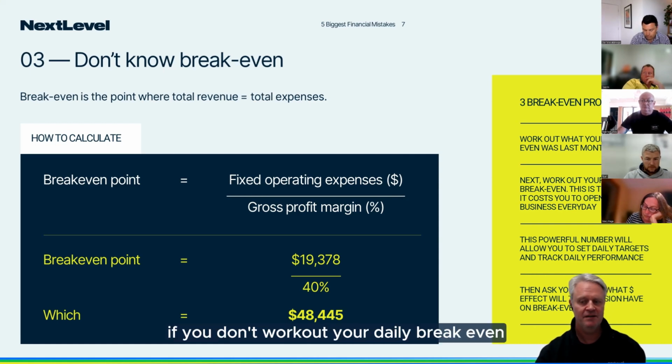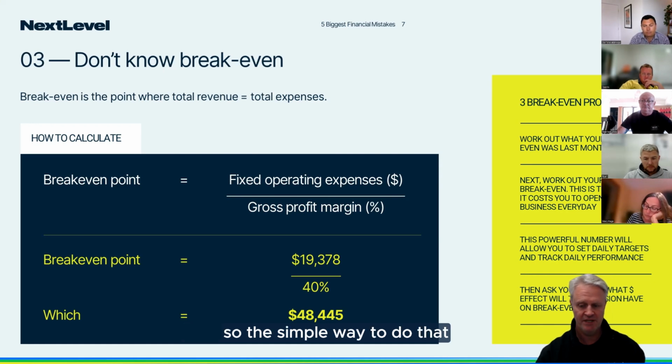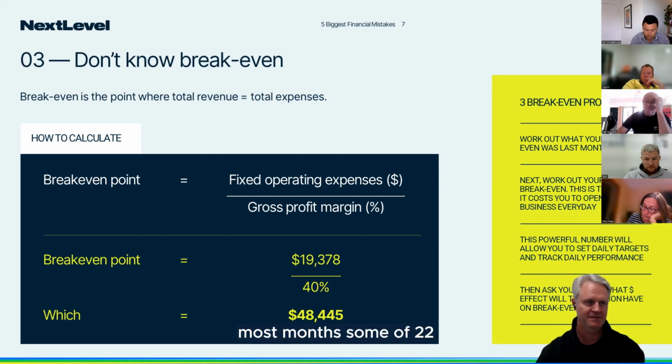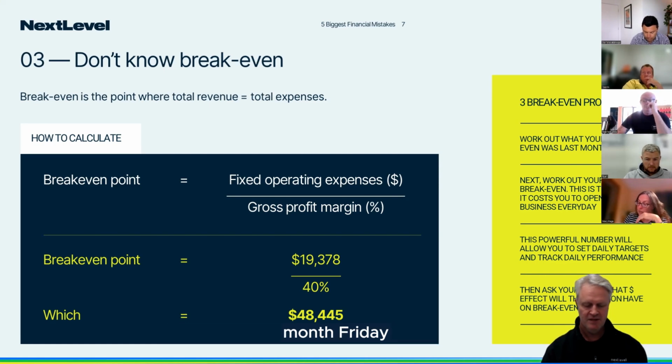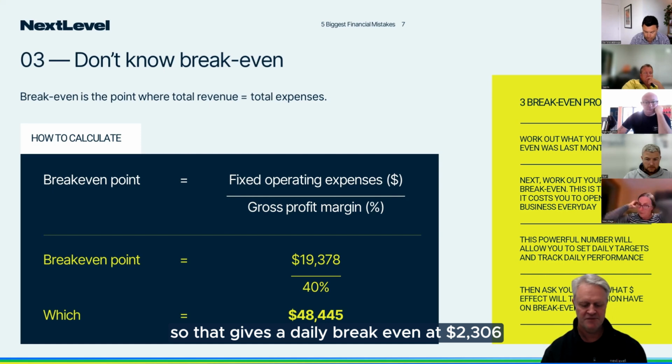Next, work out your daily break even. This is the number it costs you to open your doors for business every day. So the simple way to do that, in most months, there's 21 business days. Most months, some have 22. So you get the 48,445 and you divide that by, say, 21 business days, Monday to Friday. So that gives a daily break even of $2,306.